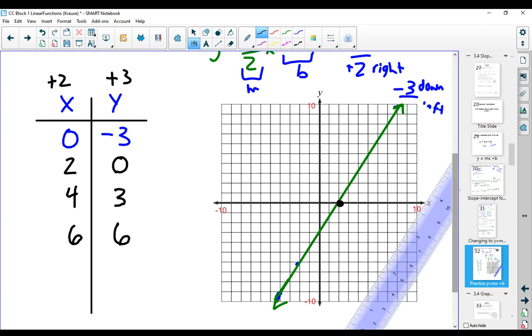Again, I can do it the other way as well. I can subtract 3 and subtract 2. So -3 minus 3 would be -6, and 0 minus 2 would be -2, -6. And again, if I go -2, 1, 2, 3, 4, 5, 6 would be right there.